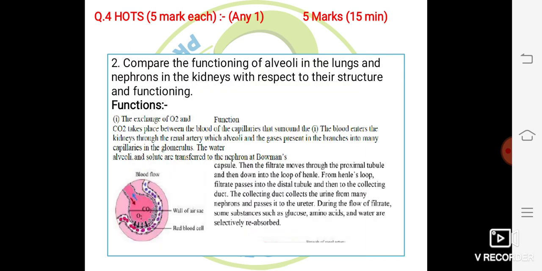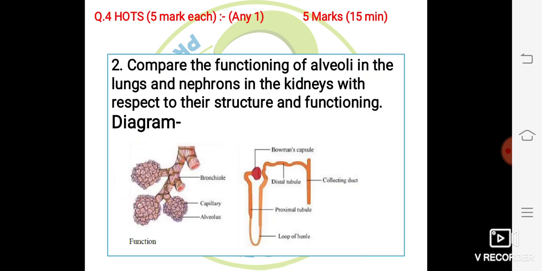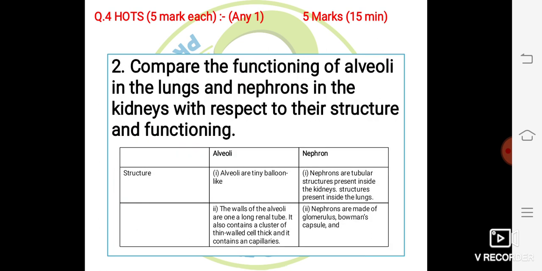And then lastly we gave the functioning of both the parts, whether it be alveoli and the functioning of nephrons in the kidney. So this is how you are expected to write. Even if you write it in this format, in structure tabular format, it is fine. And then last you can draw the diagram.